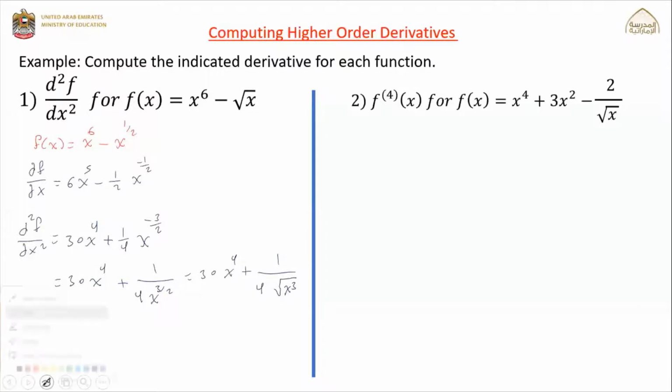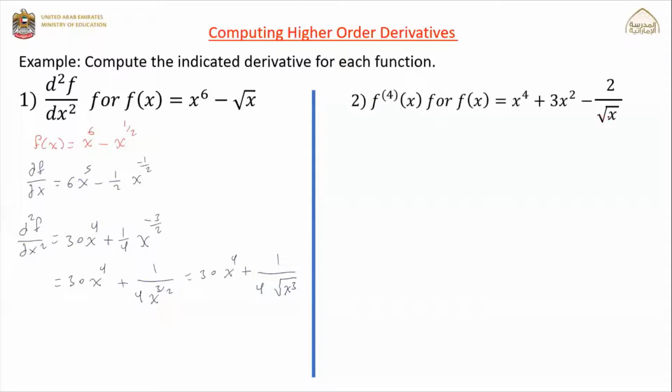Now, what about the second part from this example? I look for the fourth derivative, because this is the Leibniz way to write the derivative. f to the power 4 here, because 4 between two brackets means derivative, as we talked before.